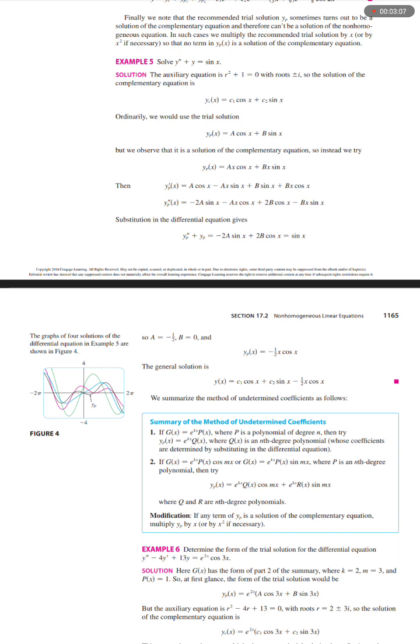Number 2: if G(x) = e^(kx) P(x) cos mx, or G(x) = e^(kx) P(x) sin mx, where P is an nth degree polynomial, then try y_p(x) = e^(kx) Q(x) cos mx + e^(kx) R(x) sin mx, where Q and R are nth degree polynomials.